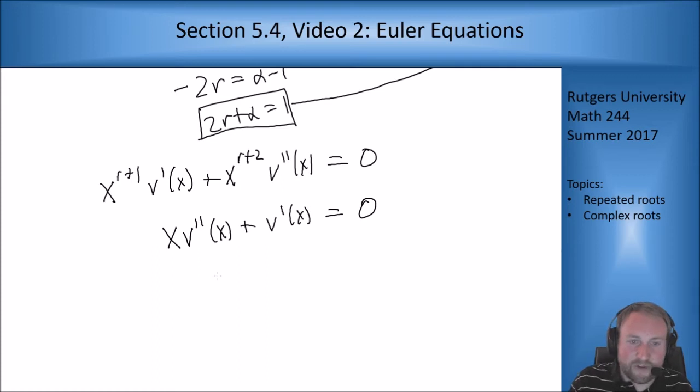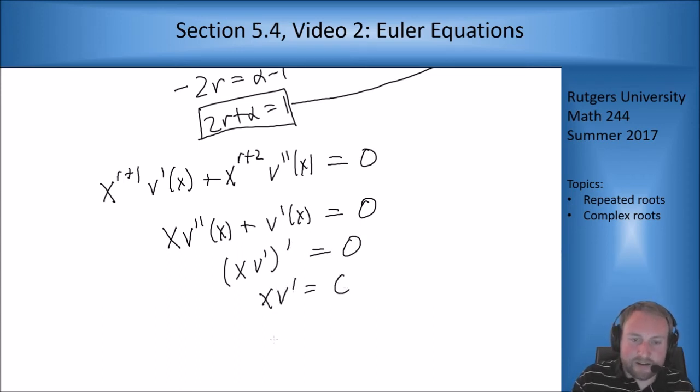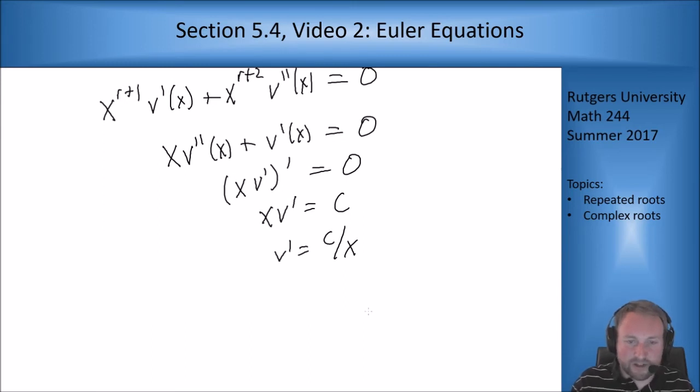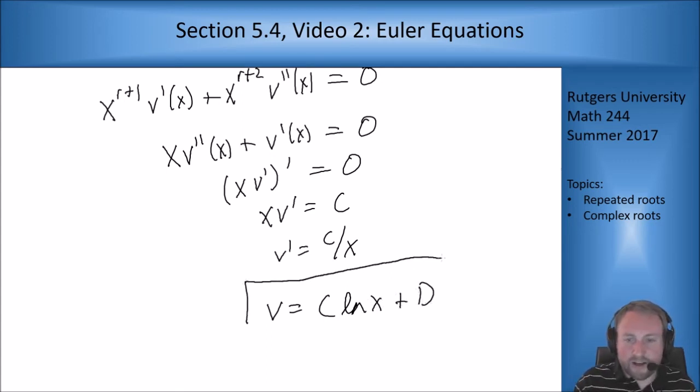And so this we've done before. The solution here, which you can probably almost see, is that this left-hand side is just x v prime, prime. So x v prime is a constant, v prime is c over x, and I can integrate one more time, which gives you that v is going to be c log x plus a constant. Okay, so now this is v.